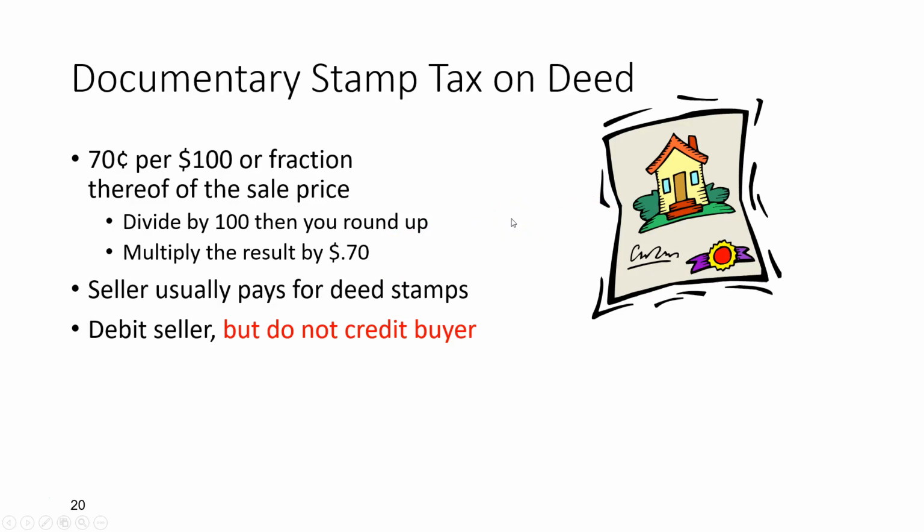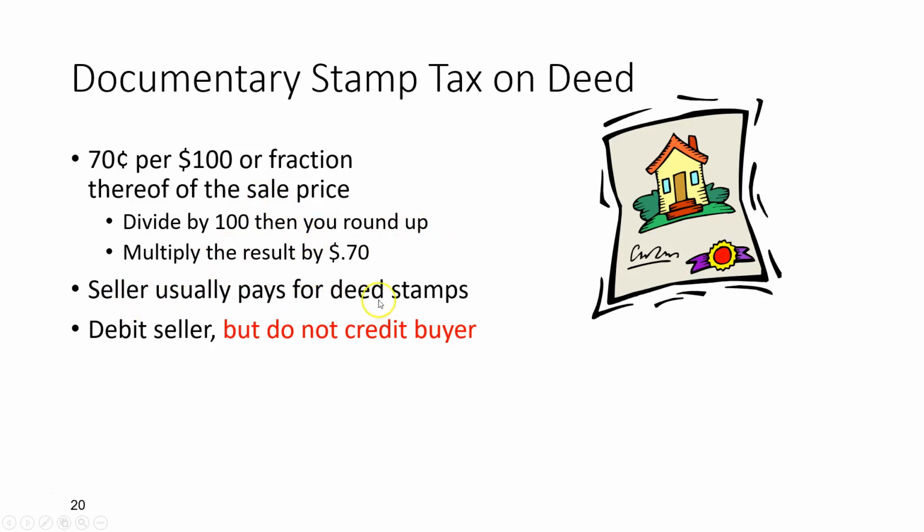Essentially, the documentary stamp tax is how many $100 bills are we paying for this particular house, or am I selling it for? Whoever writes out the deed, when the deed gets recorded, the state wants 70 cents for every $100 bill you put down on the table when it comes to paying for the house.